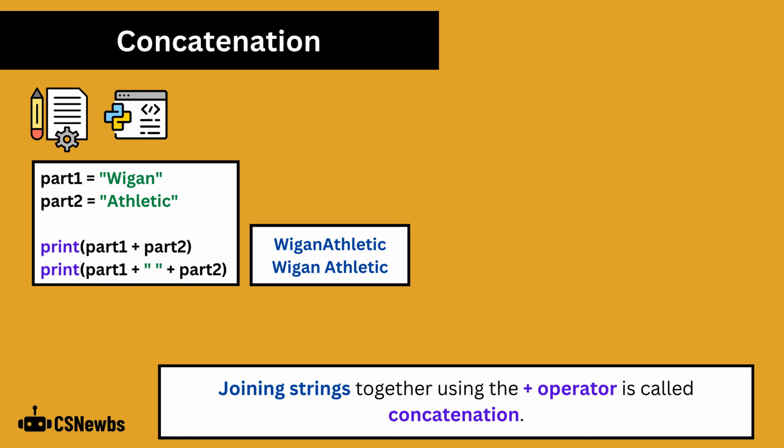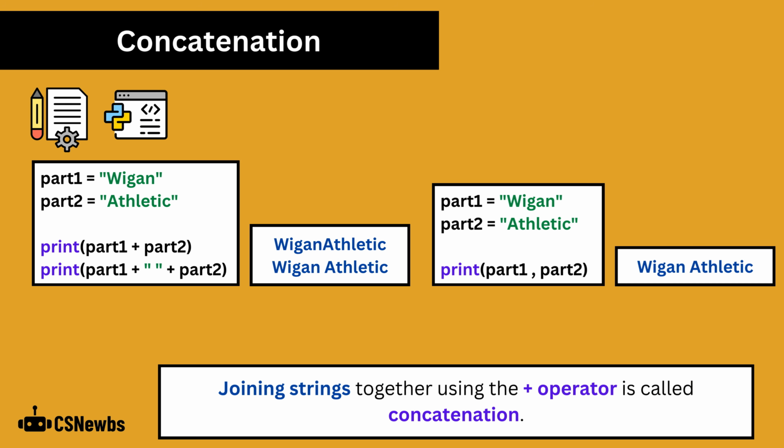Joining strings together using the plus operator is called concatenation. You can, for many instances, use commas with strings as well, but the difference is that the plus operator concatenates multiple strings into one string, whereas commas pass separate values to the print function, automatically spacing them.